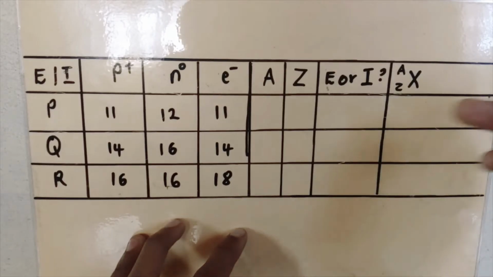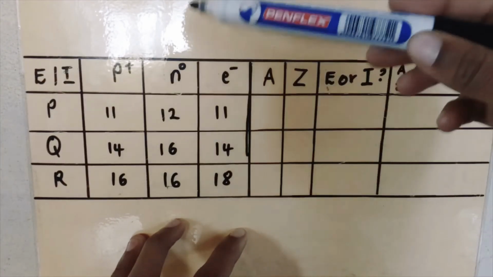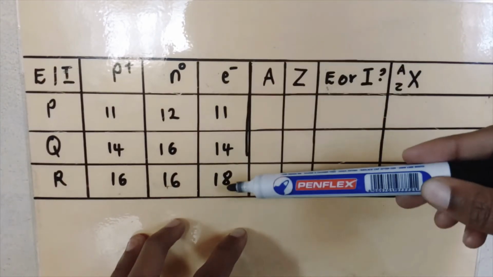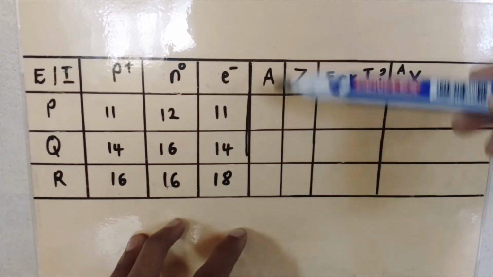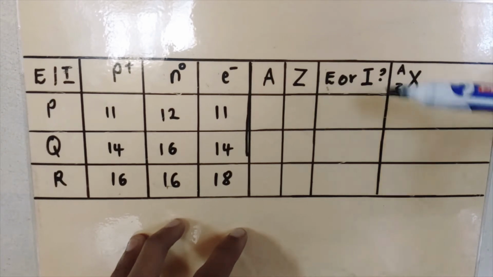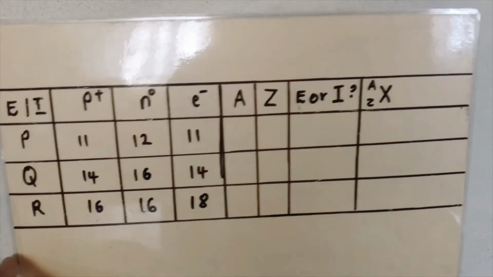You see that I've drawn my own table so that you don't get confused. It has element or ion, number of protons, number of neutrons, as well as number of electrons. You also see that I've added additional columns here: A, Z, and E or I, and I'll explain what all of them mean shortly.